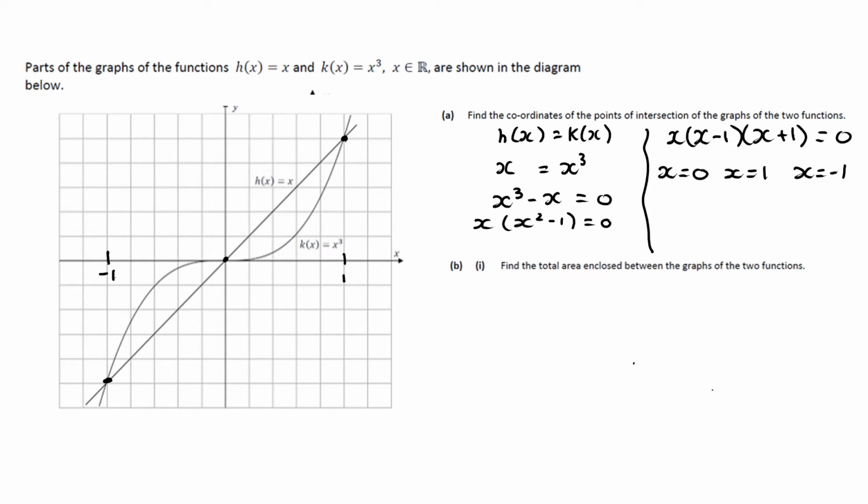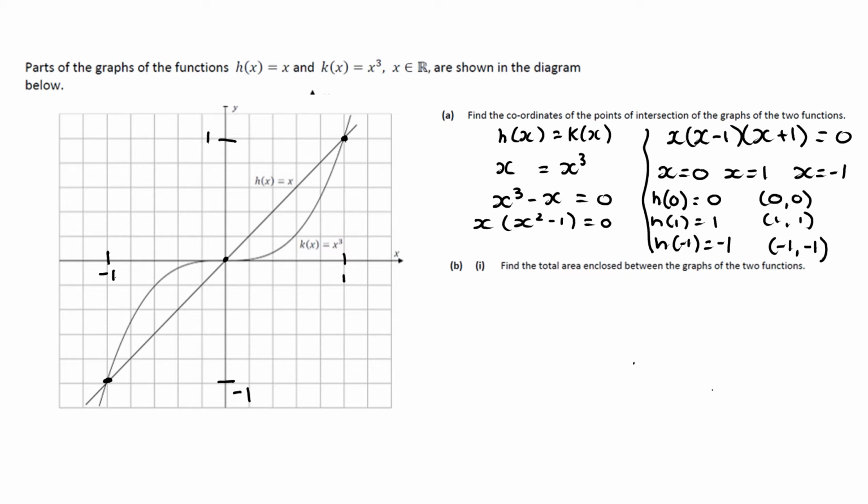We then need to figure out, well, what would be the corresponding y values. So I'm going to do h because it's easier. So that's 0. h of 1 is 1. h of minus 1 is minus 1. So our points are 0, 0, 1, 1, and minus 1, minus 1. So we also know that that is 1 and that is minus 1. So there are points of intersection. It then asks us, find the total area enclosed between the graphs of the two functions.